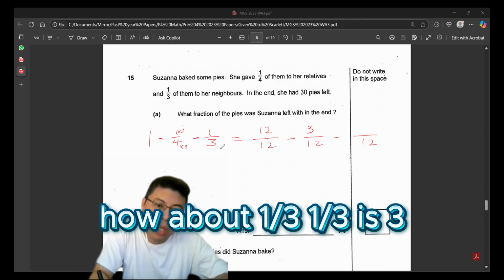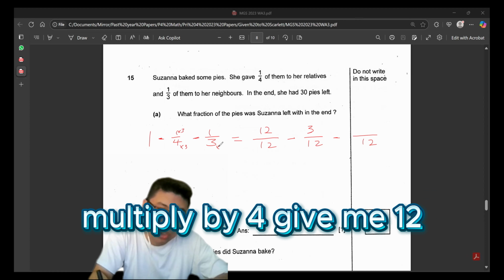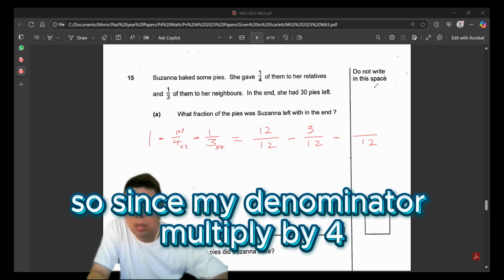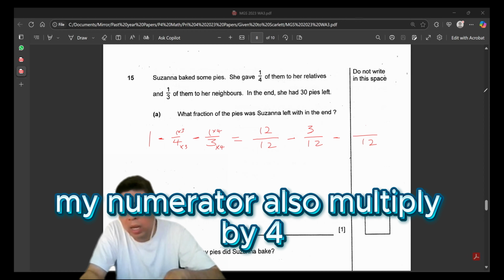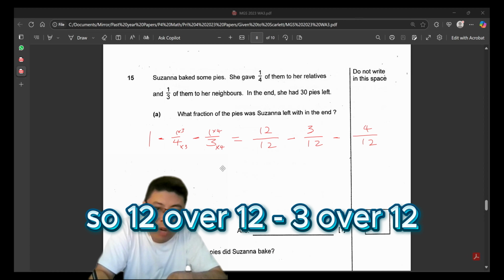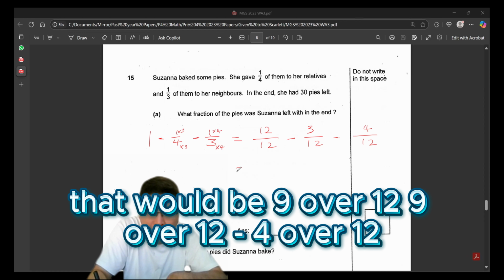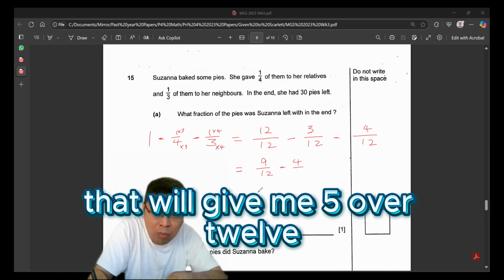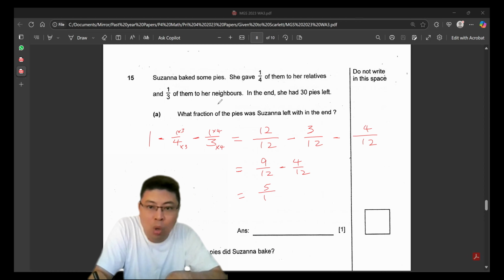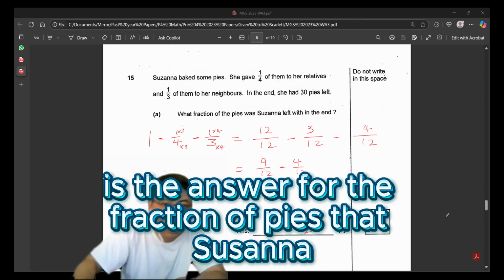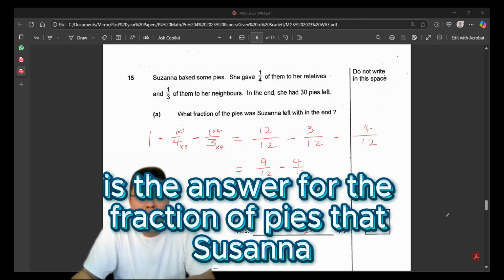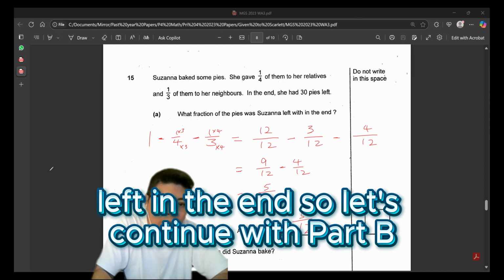How about 1/3? 1/3 is 3 multiplied by 4, give me 12. So since my denominator multiplied by 4, my numerator also multiply by 4. That will give me 4 over 12. So 12 over 12 minus 3 over 12, that would be 9 over 12. 9 over 12 minus 4 over 12, that will give me 5 over 12. So what fraction of the pies was Susanna left in the end? 5 over 12 is the answer for the fraction of pies that Susanna left in the end.